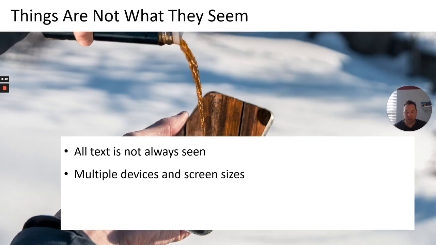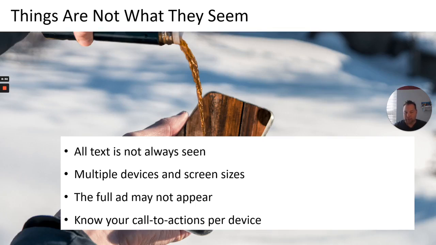Now, part of that is just because there are different reasons for that. Some of it's just Google being Google, and we can't account for that. But other times it's because of the various screen sizes. So Google has to adjust for those screen sizes. That means your full ad may not always appear. So your headline and call to action that I previously mentioned are even more essential now if you don't know what's getting cut off.